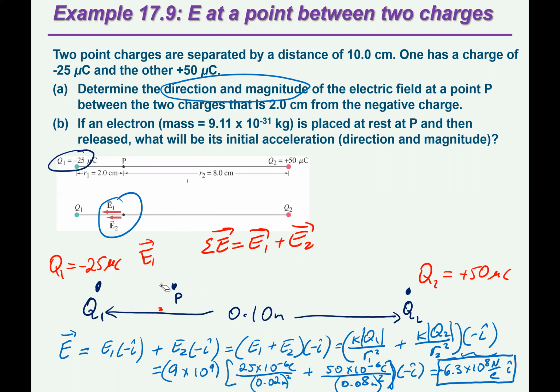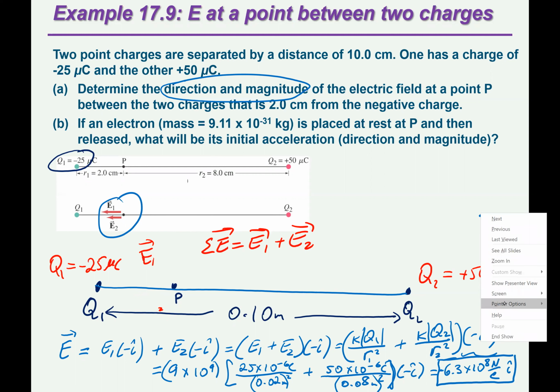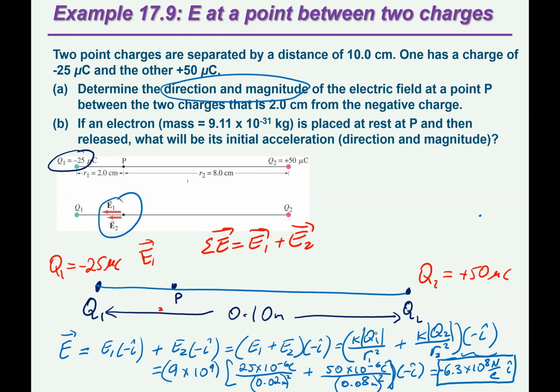Remember, technically there are two electric fields, but we just calculated the net electric field. So there's a net electric field to the left with the 6.3 times 10 to the 8 magnitude. That means this is the net electric field. And what I'm going to do here is put an electron there. What will happen to that electron?